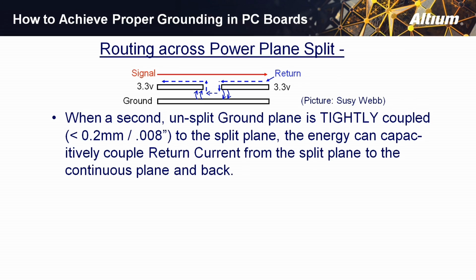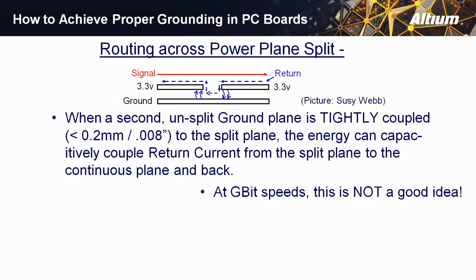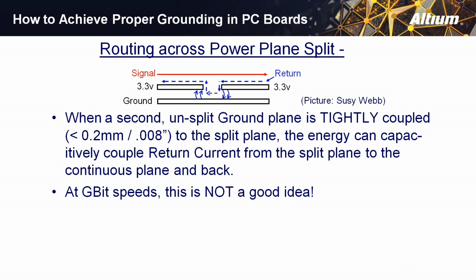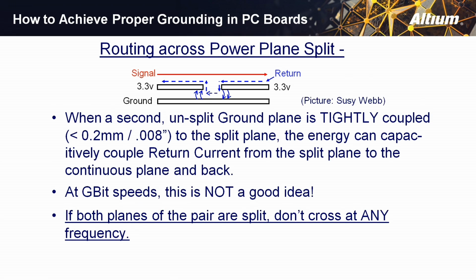Is it an impedance discontinuity? Of course it is. But as long as it's a small gap, is it a discontinuity large enough to create a problem? The answer is no, unless it's an extremely high-speed signal. And for that reason, I wouldn't do this with gigabit level signals. And I wouldn't do it if for some reason you are forced to split both power and ground. You simply can't route across the split if you split both. And it's not a good idea to do this with very high frequency stuff as well. What if the planes aren't close together?